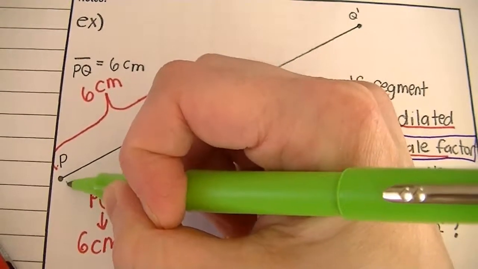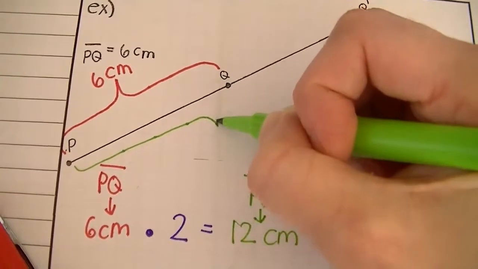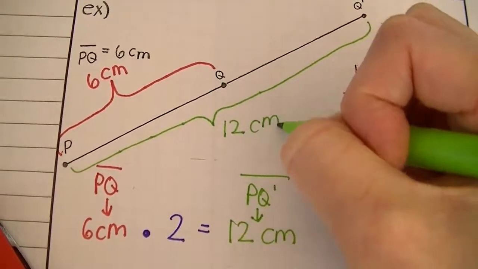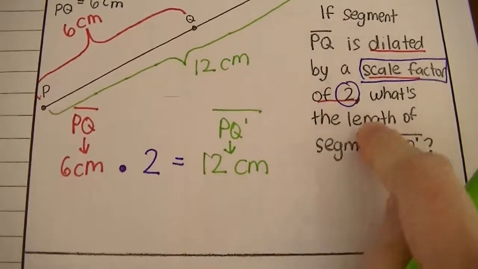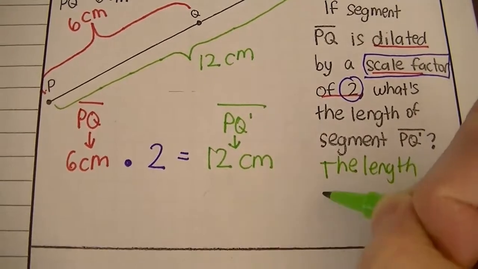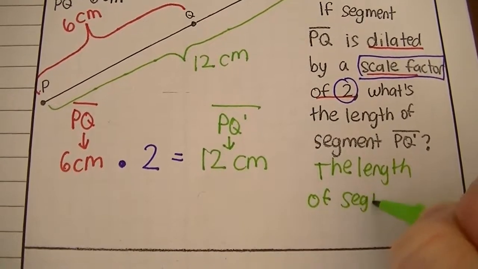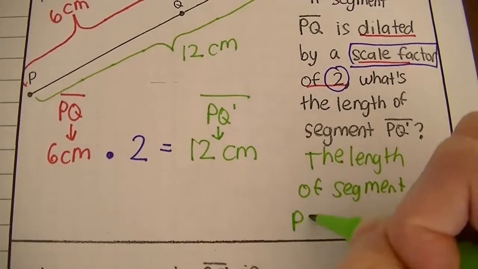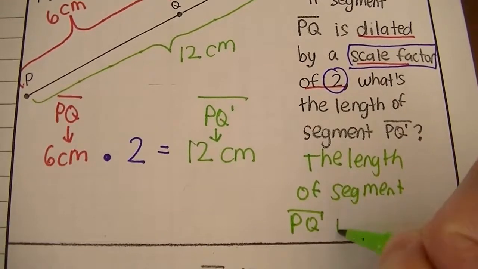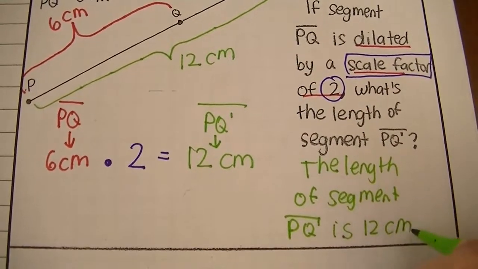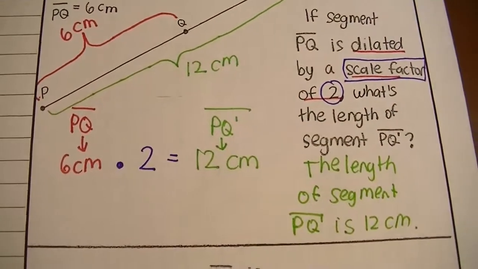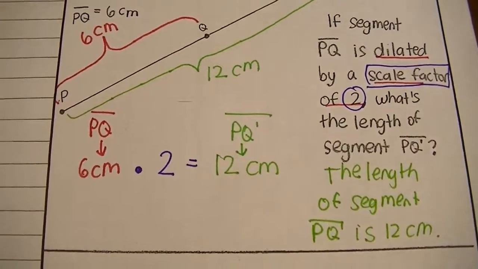So I'm going to go ahead and label that. Don't forget your prime sign, because if you just wrote PQ is 12 centimeters in length, that would be incorrect. Okay, because it's PQ prime. Let's go on to the next example.